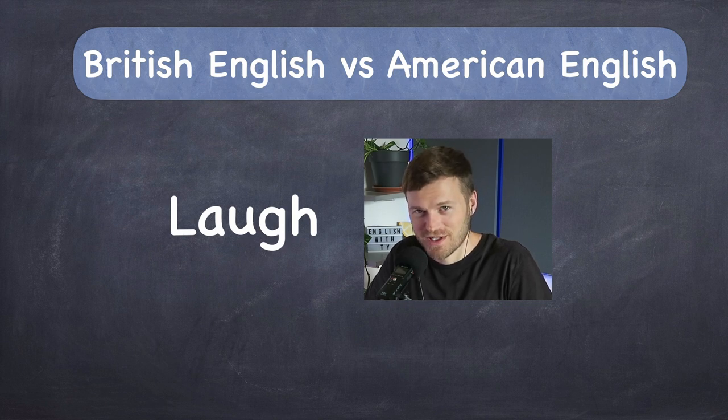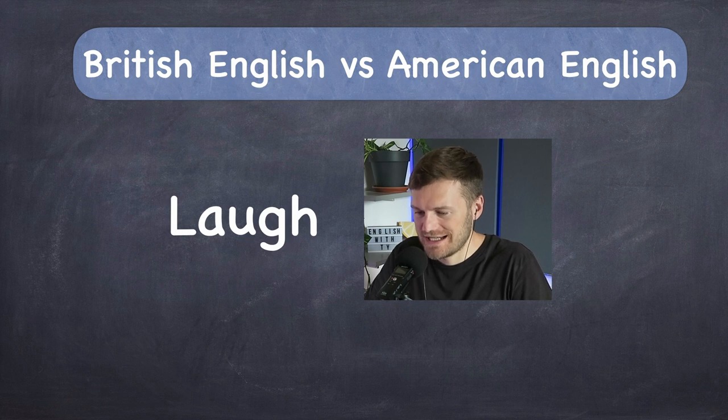The next word is spelled L-A-U-G-H. How would you pronounce this word? In British English, people would say "laugh," basically, once again, with an R sound. In American English, it would be more like "laugh," once again with an A sound. And what's important here as well is that this word is spelled G-H at the end, but it's really pronounced like an F.